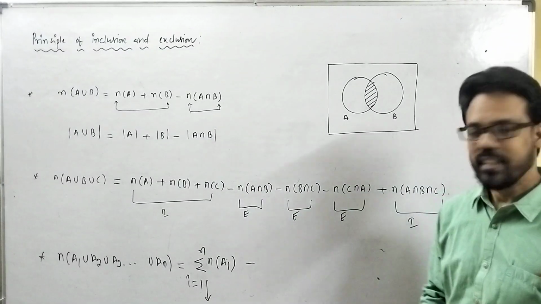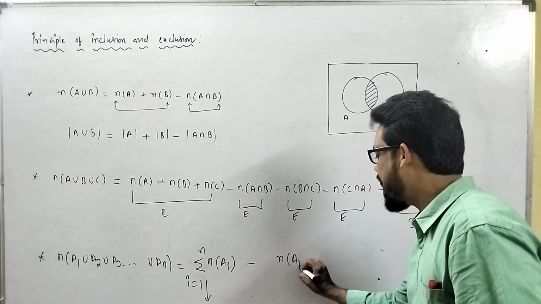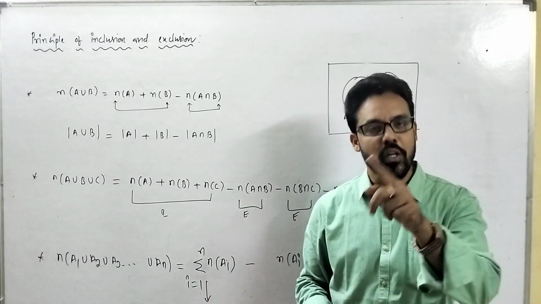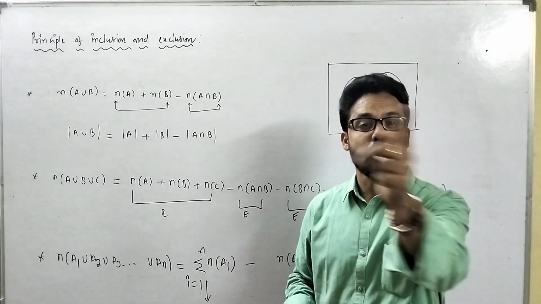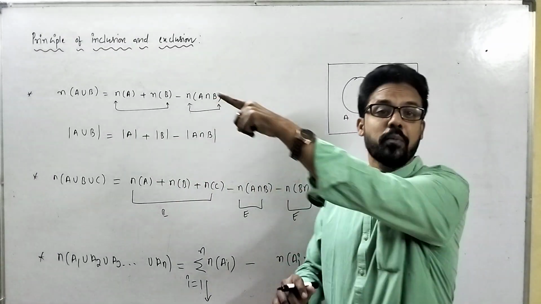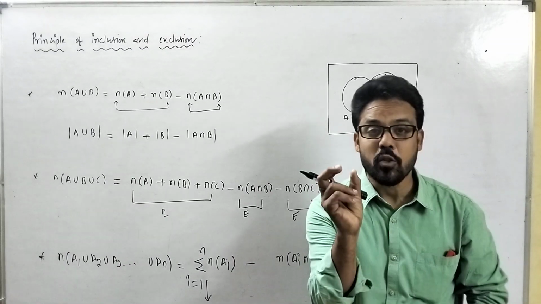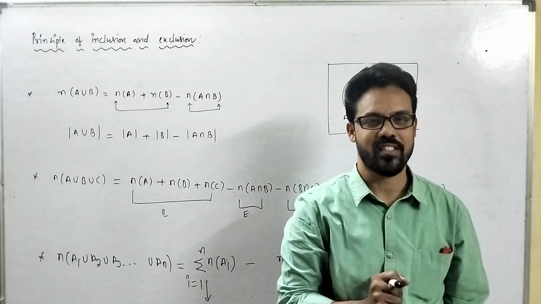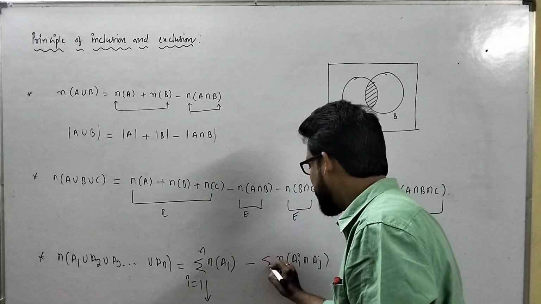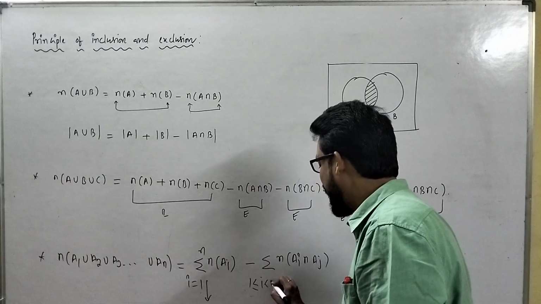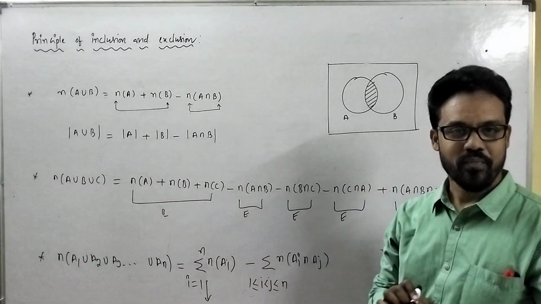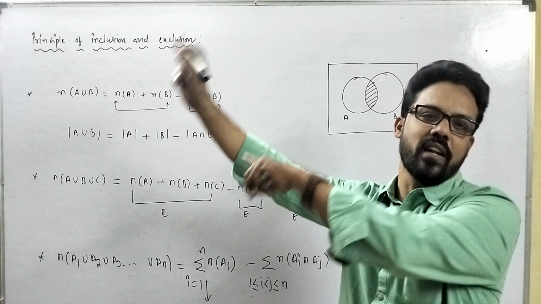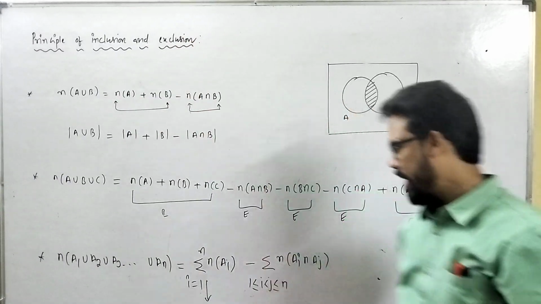Next, 2. That means n of Ai intersection Aj. That means selecting 2. ij: 1 2, 1 3, 1 4 up to 1 n, 2 3, 2 4 up to 2 n, and so on. That means selecting 2 things out of n things. It can be done in nC2 ways. That means I can write this as sigma, 1 less than or equal to i less than j less than or equal to n. 1 2, 1 3, and so on, and similarly from 2 to n, similarly from 3 to n, finally n minus 1 to n.